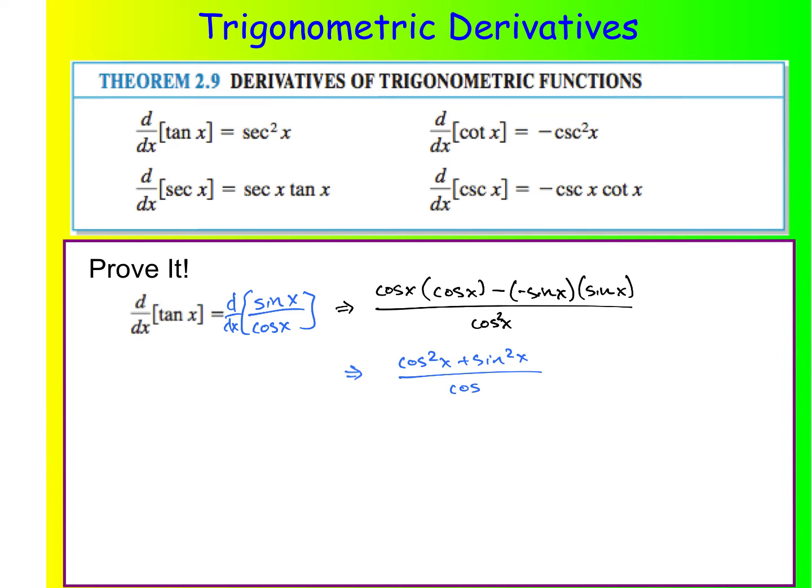Now you should recognize something. Cosine squared plus sine squared is equal to 1. So this is the same thing as saying 1 over cosine squared. And I can keep going. What's 1 over cosine? Secant. So if I have 1 over cosine squared, that should be what? Secant squared. So we just proved the derivative of tangent is what? Secant squared. All right. Pretty cool? Yeah. All right. You could do the same thing with cotangent real quick. Secant and cosecant are a little bit different.